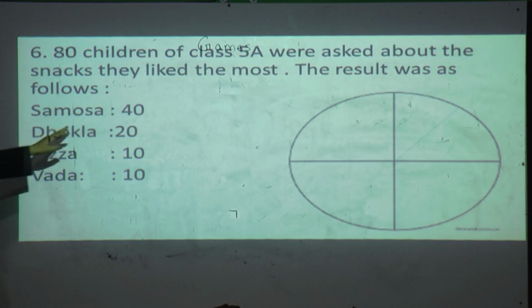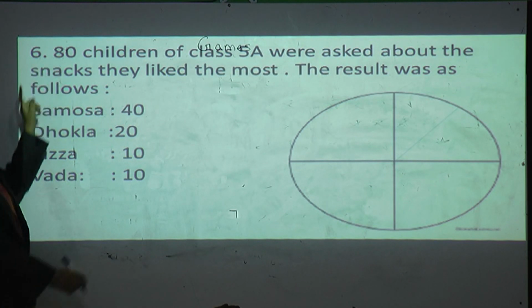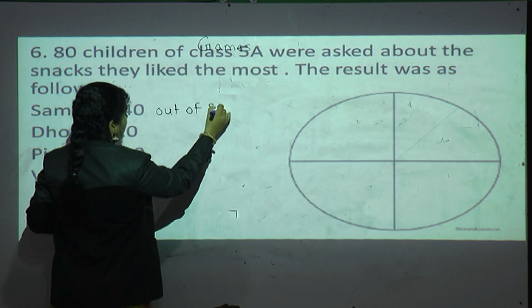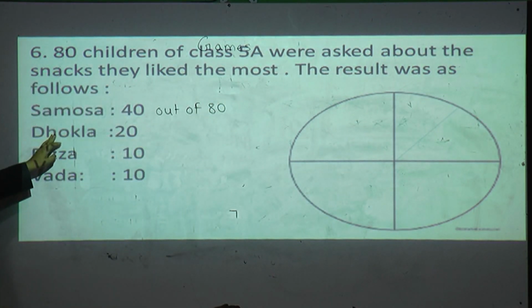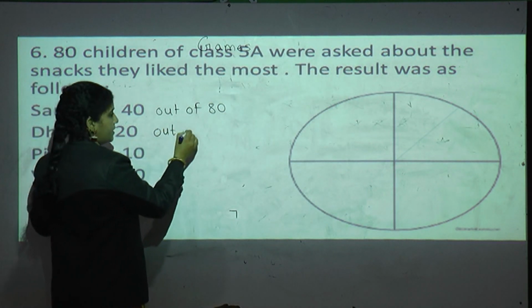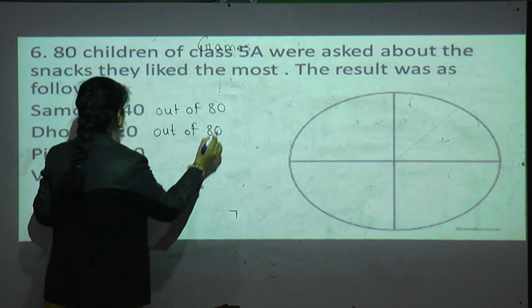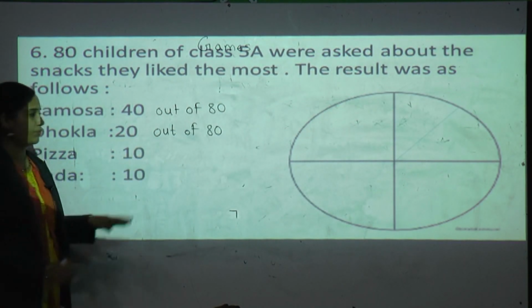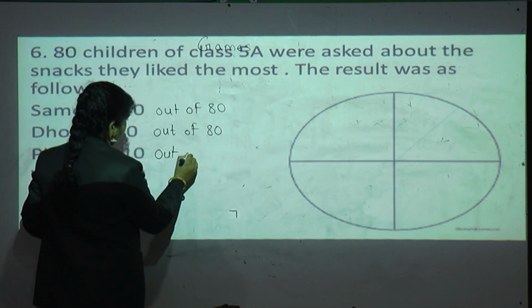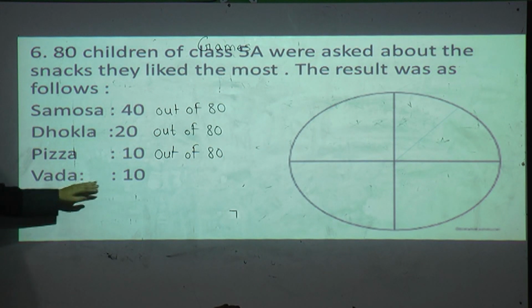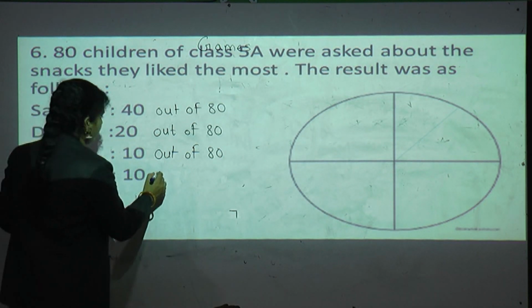Here 40 students liked samosa out of 80 children. Okay, out of 80. And dhokla, 20 students liked dhokla out of 80. Pizza, 10 students liked pizza out of 80. And now the last one, vada. 10 students liked vada out of 80.